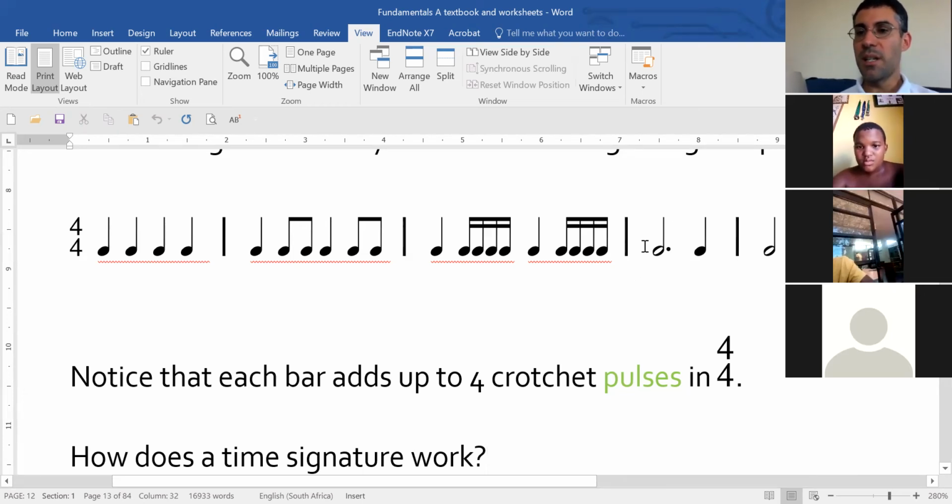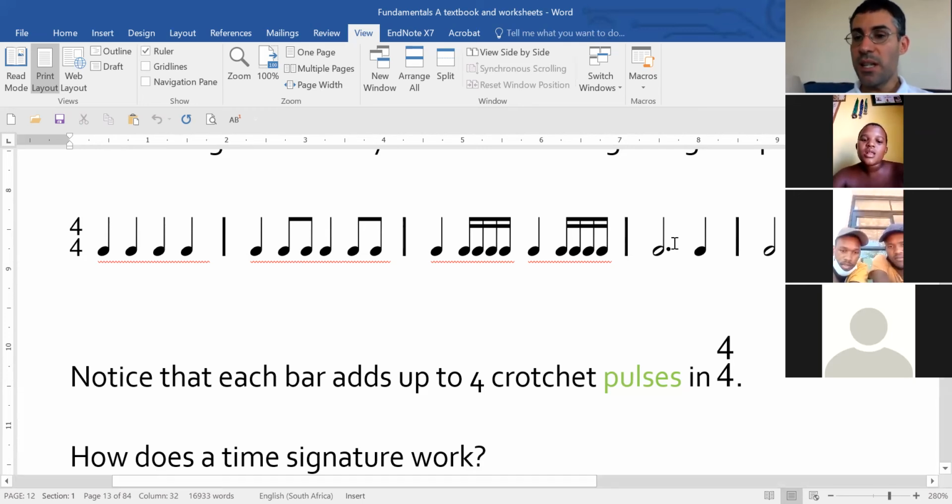Then a dotted minim is equal to how much? Who can tell me? 3 beats. So that's 3, and this one here is equal to 1. 3 plus 1 is equal to 4. That's a complete one, so we put the bar line. Do you see how it's working?